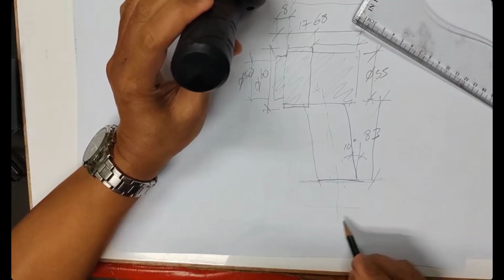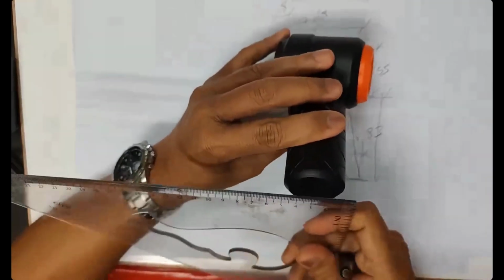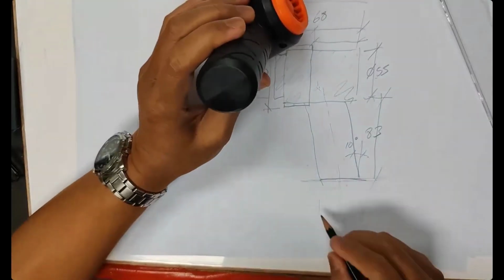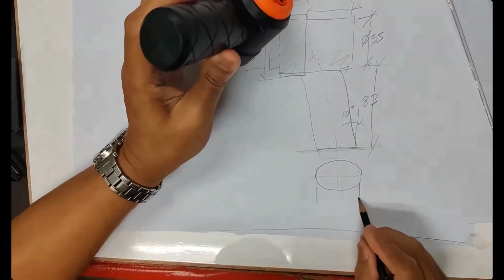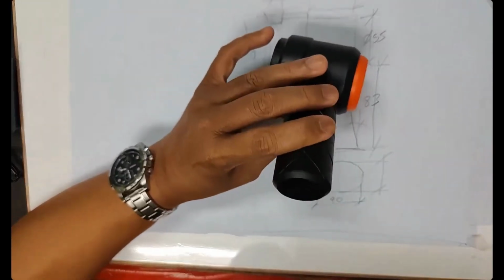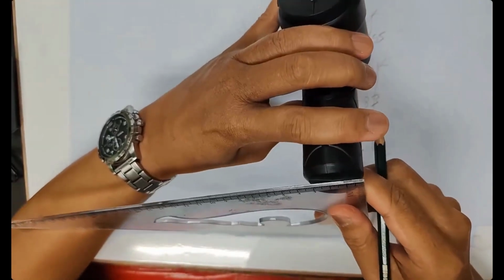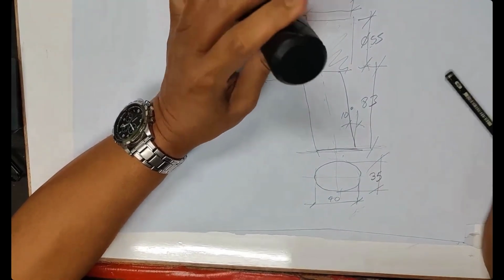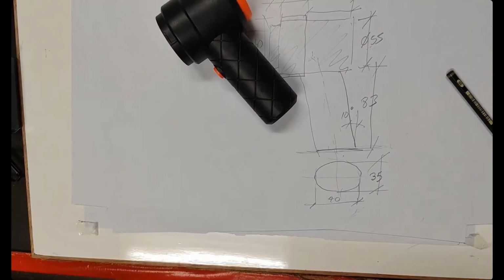Measure lah ellipse tu berapa. Measure the ellipse. Berapa? What is the ellipse? 40. You watching my video kan? 40. Major axis 40. Ellipse. Minor axis. Measure. Berapa tu? 35. Right? Ellipse 40, 35. So I have to put on that plane I have just created.